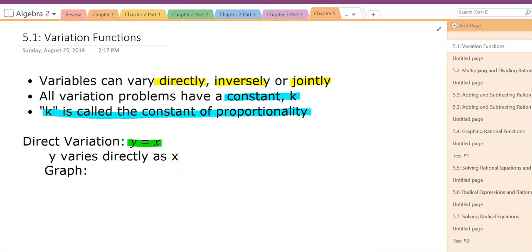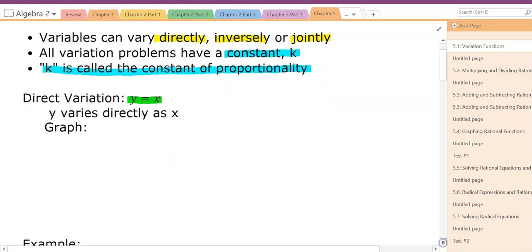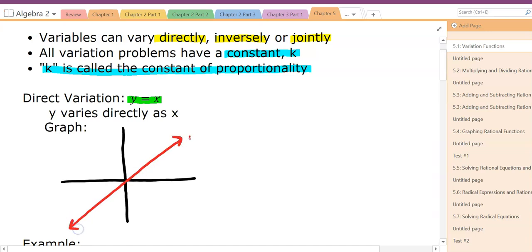If I actually looked at the graph of this, this is what that line would look like if I just do a rough sketch. Whatever my y value is, my x value is going to be. They're going to match exactly the same on all points of the line. That's basically the idea behind the direct variation. Now, most of these problems, we're not going to be looking at the graph. We're just going to be given information about the problem, and we're going to use this equation to help us solve them.